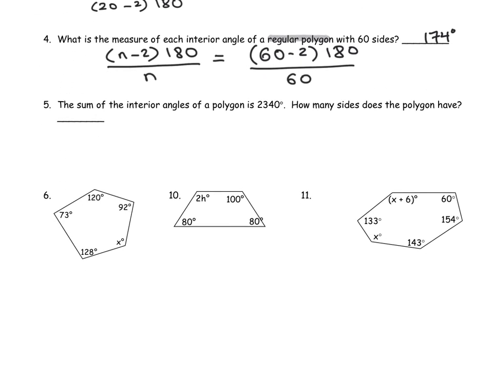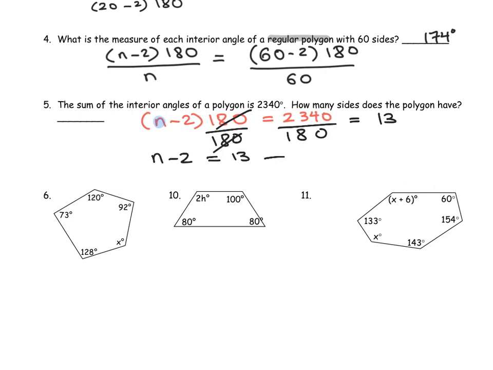Now let's move on to number 5. The sum of the interior angles of a polygon is 2,340. How many sides does the polygon have? So basically the sum of all the interior angles, which is n minus 2 times 180, that's equal to 2,340. And what they want to know is the number of sides. So they want me to find n. So I start by dividing by 180 to get rid of the 180. So if I divide by 180, I will get 13. So that means that n minus 2 is equal to 13. So if I add 2 to both sides, I will get that n is equal to 15. So this shape has 15 sides.